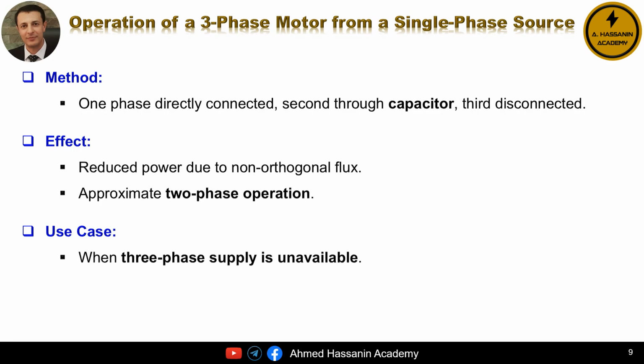So, what happens inside the motor? Well, the flux in the air gap is no longer perfectly orthogonal, like it would be in normal three-phase operation. Because of that, the motor can't deliver full power. It's significantly reduced. Essentially, the motor behaves like a two-phase motor rather than a three-phase one. This method isn't ideal, but it works in a pinch. It's mainly used when a three-phase supply simply isn't available, and we just need the motor to run, even at reduced performance. So, the takeaway here is, you can make it work, but expect less power and slightly unusual motor behavior.